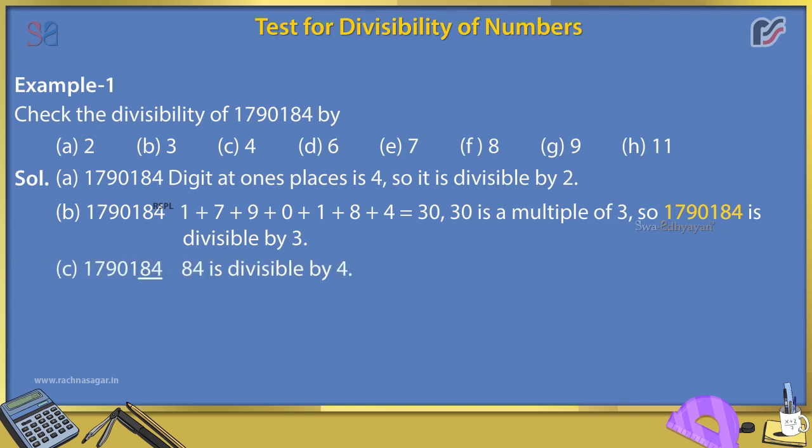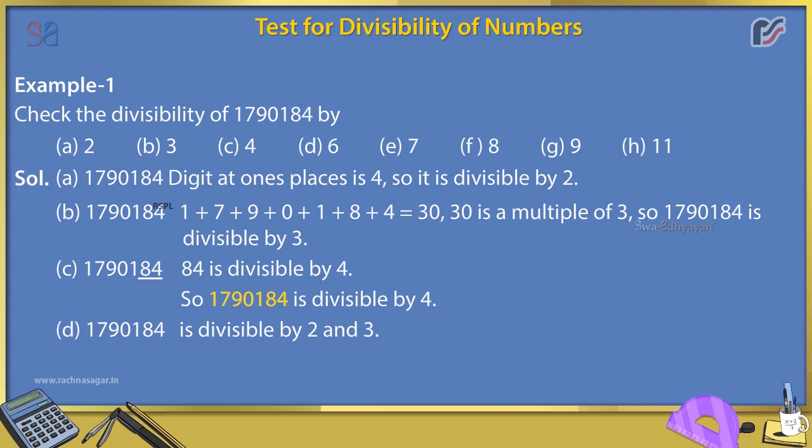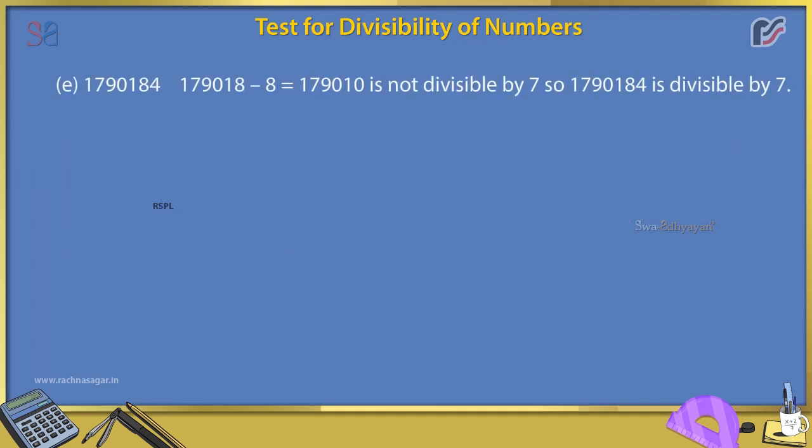C. 1,790,184: 84 is divisible by 4, so 1,790,184 is divisible by 4. D. 1,790,184 is divisible by 2 and 3, so it is divisible by 6 also. E. 1,790,184: 179,018 minus 8 is equal to 179,010, which is not divisible by 7, so 1,790,184 is not divisible by 7.